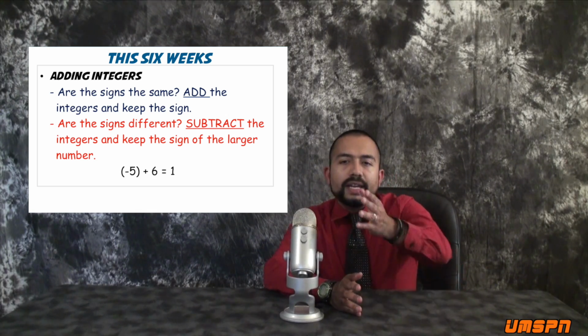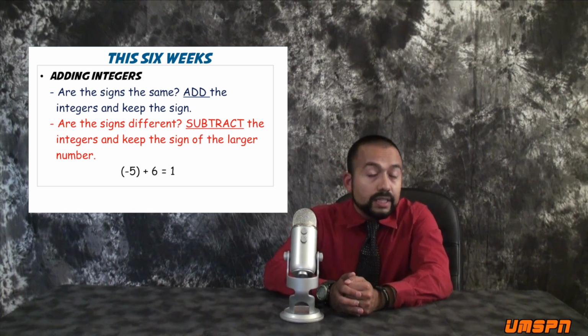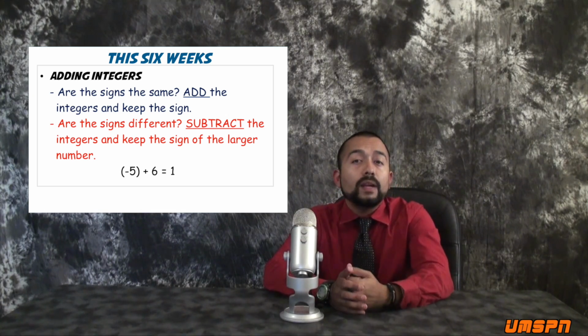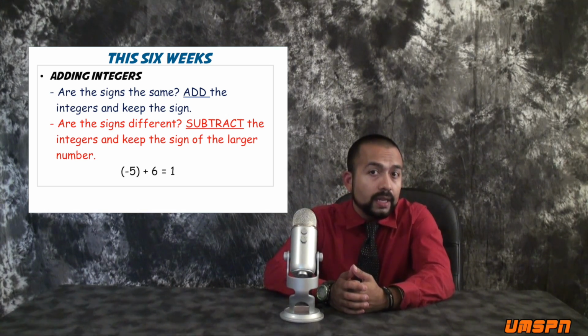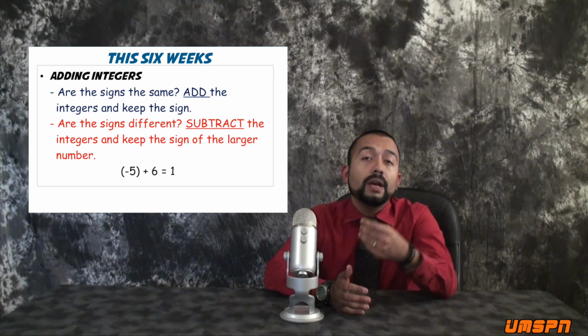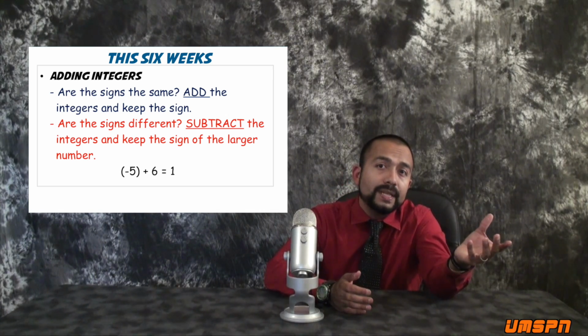For example, in -5 plus 6, the signs are different, so you subtract them and you get 1. Now, which one is bigger? In this case, 6 is bigger and it is positive, so your answer is +1. You see, if they were both negative, we would have added them.